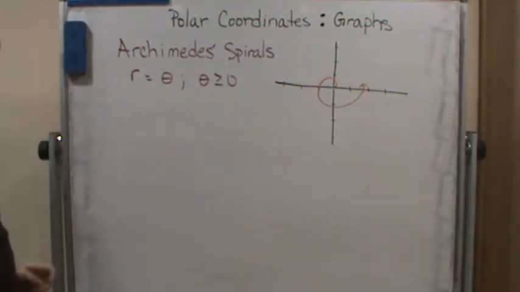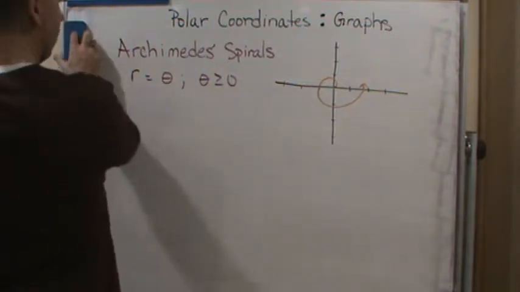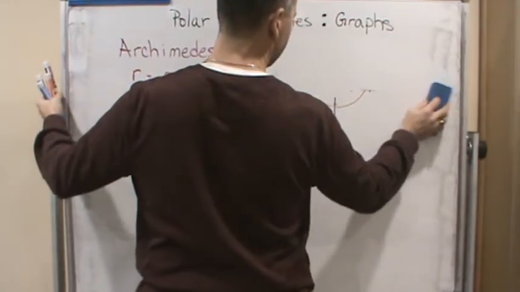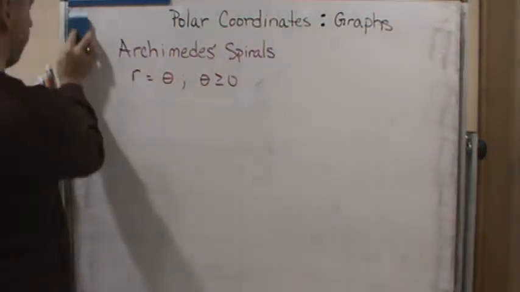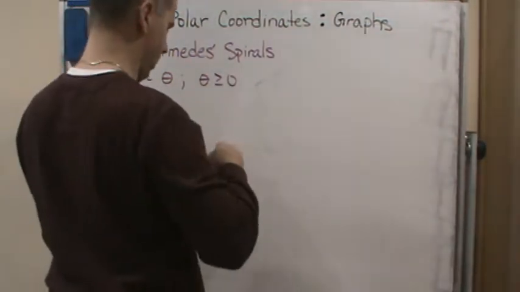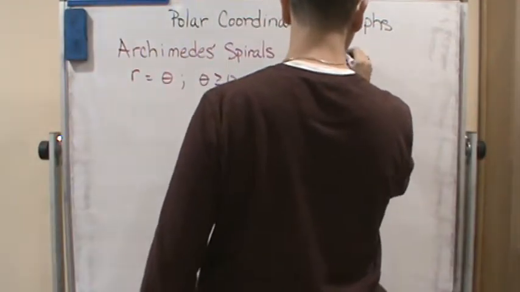So let's do an example, and I'll show you what we mean. In this example, we'll just plot r equals theta over 2 pi, over 0 to 2 pi.